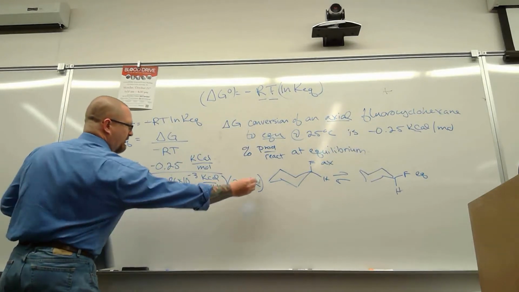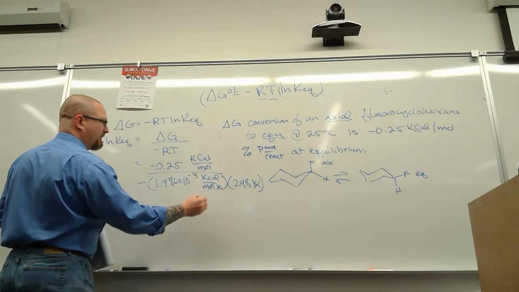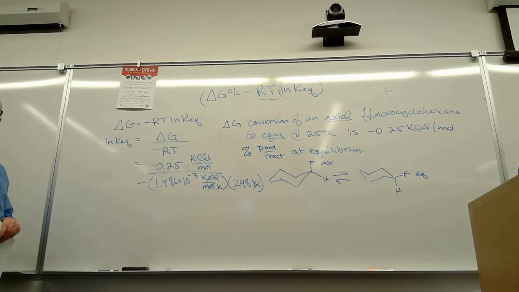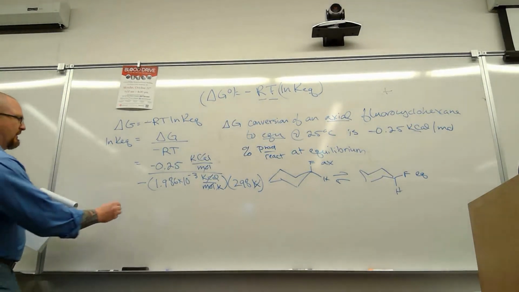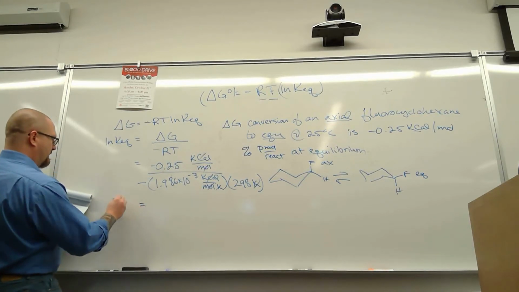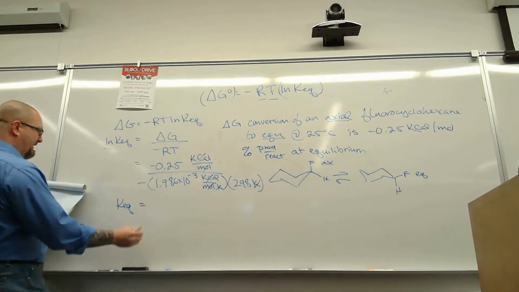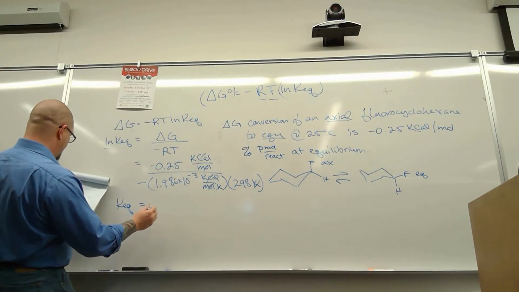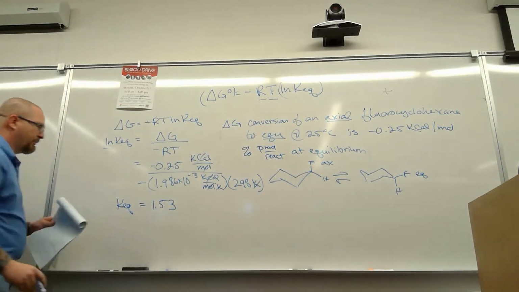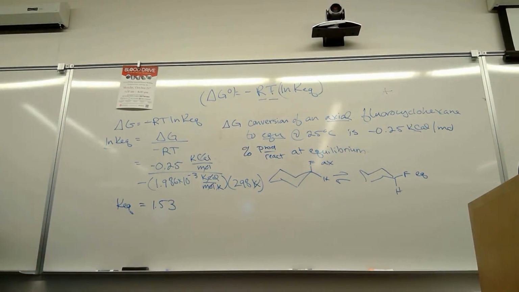So Kelvins will cancel, moles will cancel, kilocalories cancel. Everything should cancel because the equilibrium expression is unitless. And this gives us a KEQ, once we get rid of the natural log, sorry, skipping a step here, of 1.53. Now, how does this get us a percent product to percent reactant?